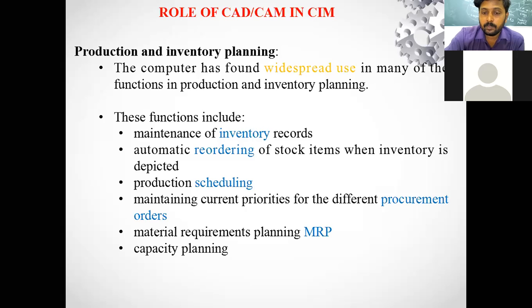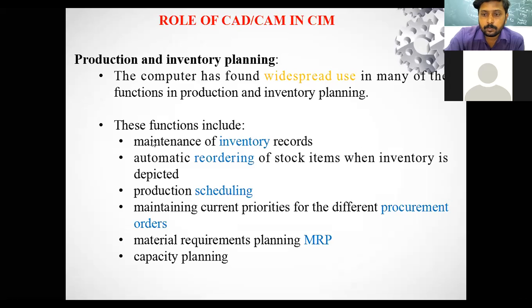Maintaining current priorities for the different procurement orders. So what will happen? The automatic recording will be generated and shown to the person who is the decision maker. That person will see whether the stock is going to the threshold limit, the limit which is fixed. It should be fixed. If it is going below that, then we have to order new stock or new material. This is how it is going to work. Okay. Material requirement planning, capacity planning. These are the functions.